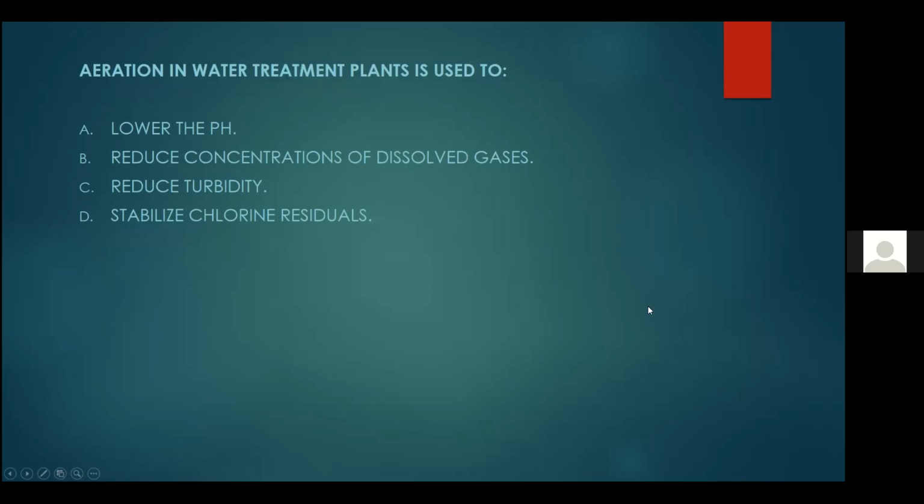Aeration in water treatment plants is used to do what? Aeration is used to do which one of these? What do you think? Aeration. Yeah, it's B. You're going to want to get rid of VOCs, volatile organics, and they're in the form of dissolved gases. So B is the answer. Perfect.